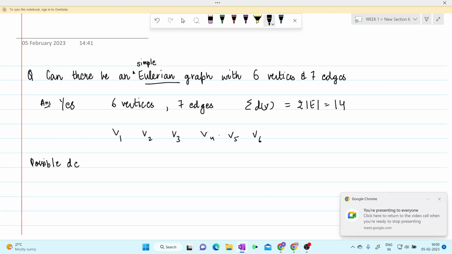Possible degree sequences for such an Eulerian graph. We have six vertices, and the sum of degrees is 14 because we have 7 edges. So what is the possible degree sequence for a simple Eulerian graph? And all the vertices should have even degree also, because this graph is Eulerian. So what is the possible degree sequence?